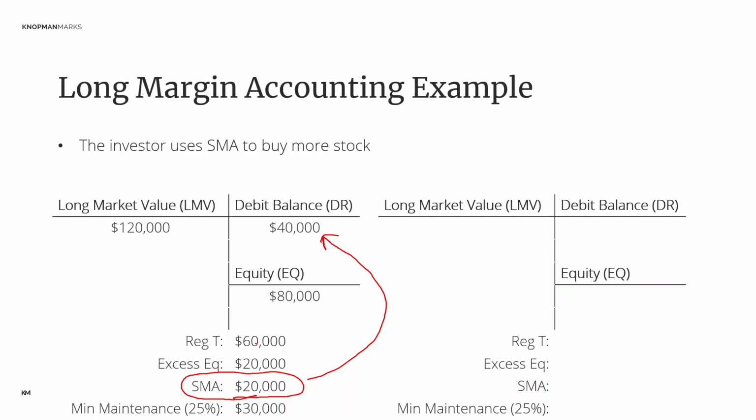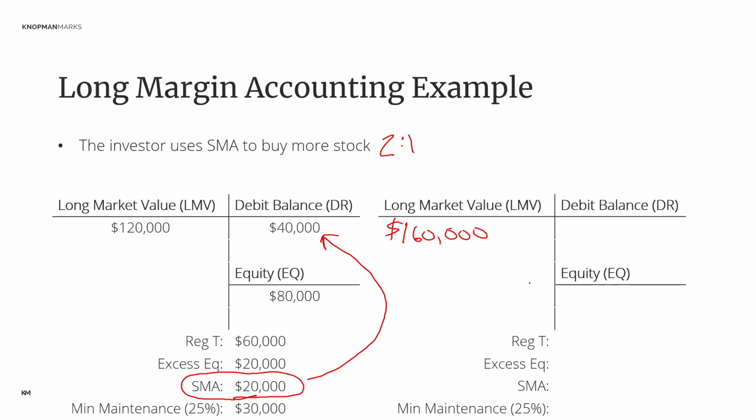So let's say we do that. Let's say we go ahead and do that. We can use SMA to buy more stock. Because Reg T is 50%, SMA has 2-to-1 buying power. So if we have 20,000 of SMA, we can use that to buy 40,000 of securities. So let's assume we do that. Our long market value is 120. We can use SMA to buy 40,000 of stocks, so our long market value is going to go up to 160.